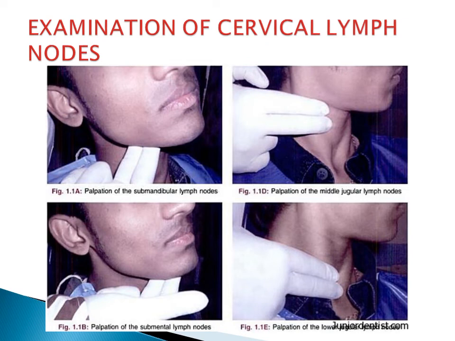In addition to palpating the cervical lymph nodes, you have to palpate the other lymph nodes in the body, which we mentioned in one of the earlier slides, the inguinal and axillary lymph nodes. All the peripheral nodes should be palpated. In this picture, we can see how the submandibular lymph nodes, the middle jugular lymph nodes, the submental, and also the lower group of lower deep cervical lymph nodes are being palpated. You can palpate the patient from the front as well as from behind to get the correct consistency of what you're doing.